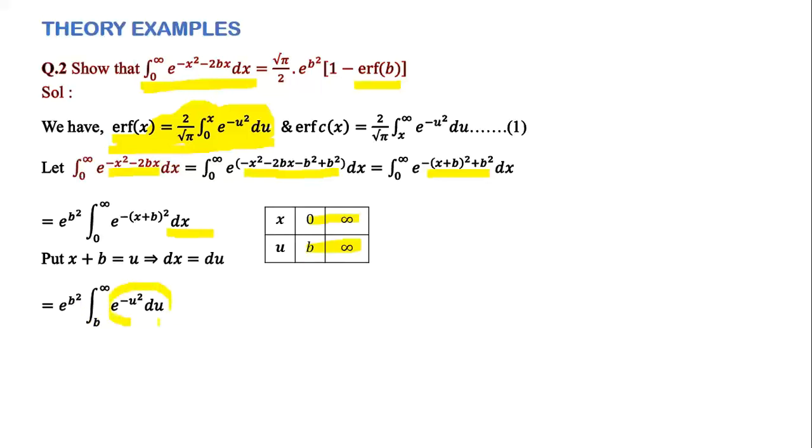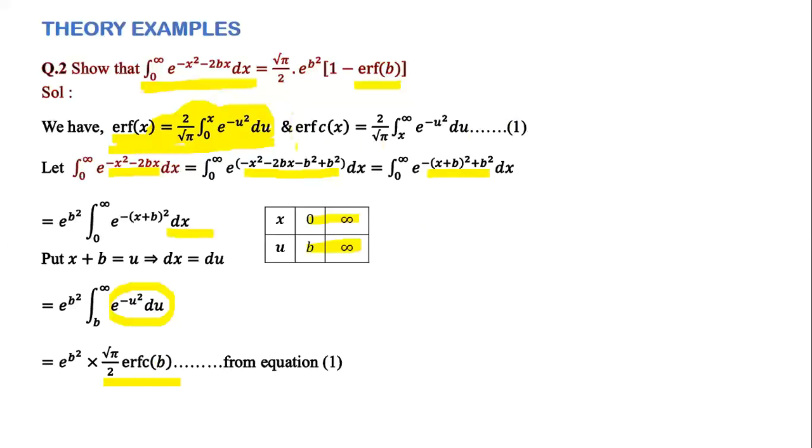So we got that term, which actually gives the answer in terms of error function. So e raised to minus u square du. But this value is actually what? e raised to b square times root pi by 2 times the complement error function of b. You can see this part from equation 1.